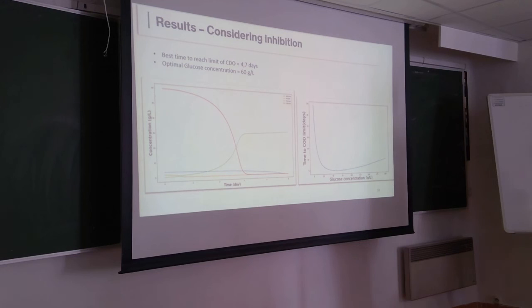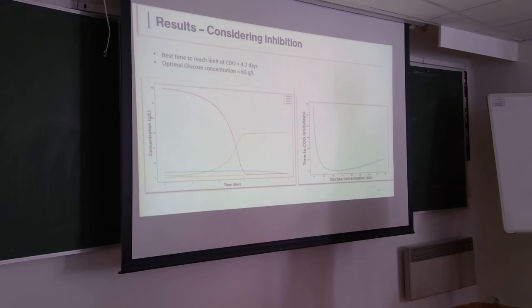So here I consider an inhibition. I kind of cheated a little bit concerning the optimal concentration of glucose. No, but this is actually calculated by the optimizer. What I cheated was the parameters, so I have to recalculate this. But considering the inhibition, we have a value that is realistic, concerning the literature, of 60 grams per liter.